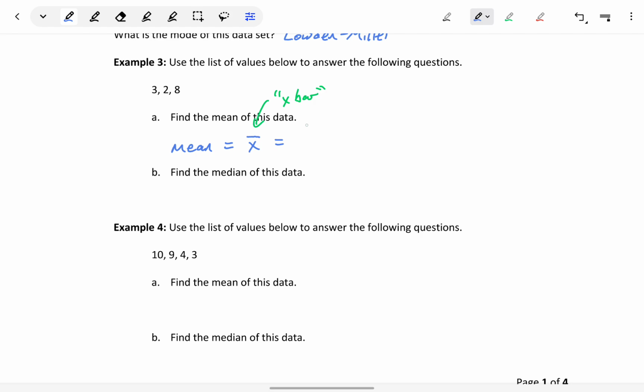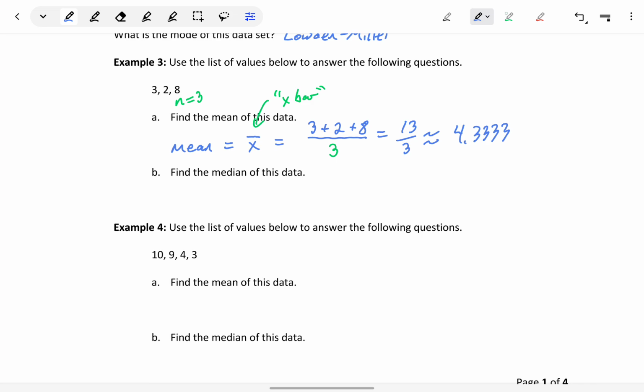And to find the mean of that data set, we add all of the given data values together and divide by the number of data values. So in this case, we have 3 data values, so we'll divide by 3. That will give us 13 divided by 3, or approximately 4.3333.